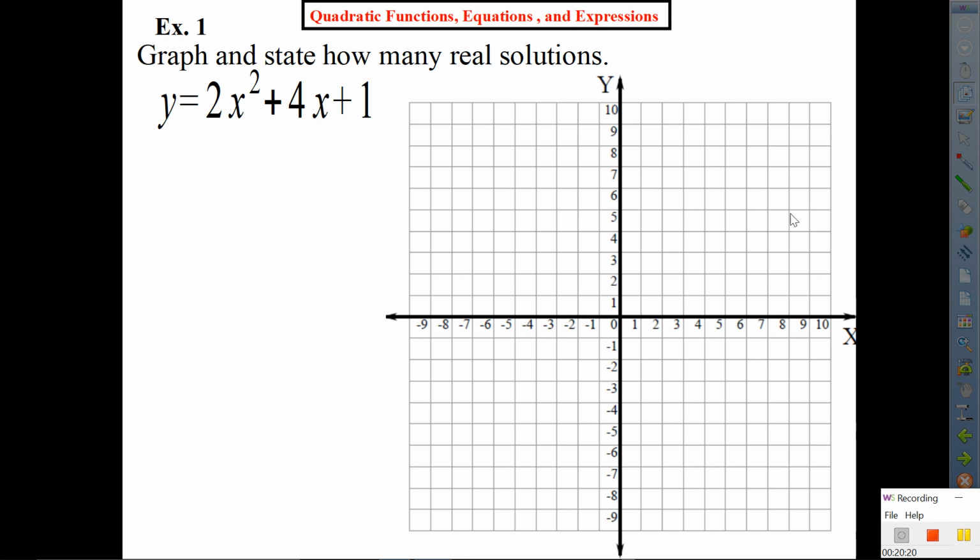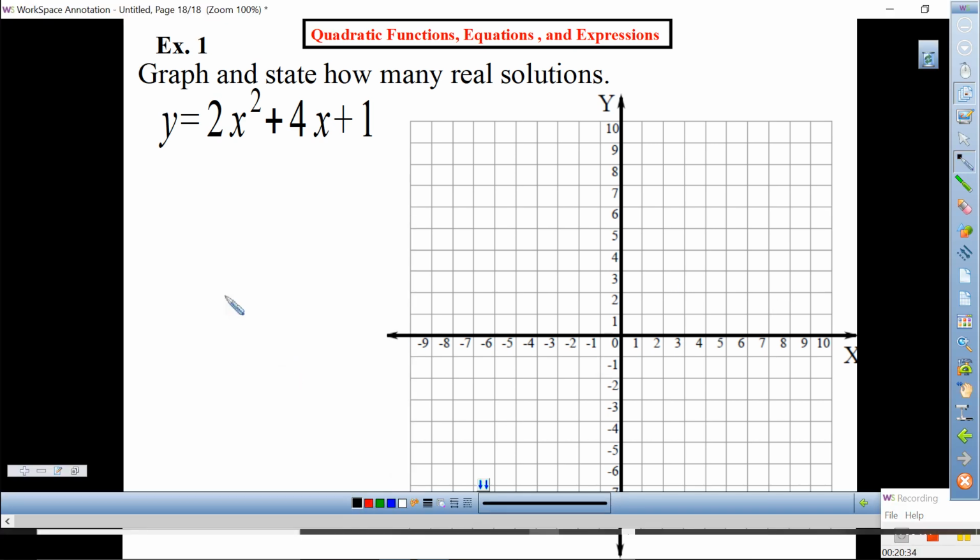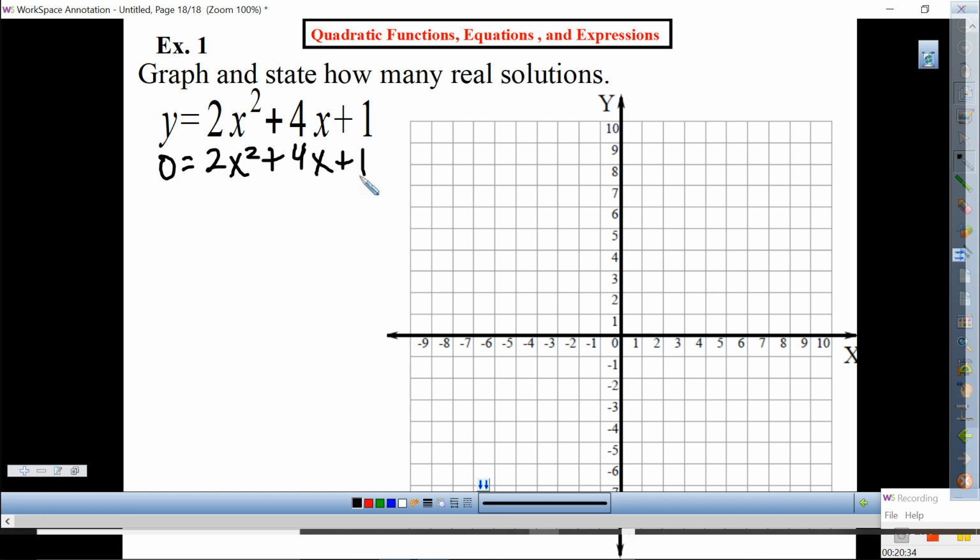So check this out. First things first. I want you to set it equal to 0. Let's do this together. Here we go. Set it equal to 0. So 0 equals 2x squared plus 4x plus 1. Next, let's eliminate the constant. Eliminate the constant, and I'll show you why in a bit. Minus 1 minus 1. We got negative 1 equals, and then we got 2x squared plus 4x.